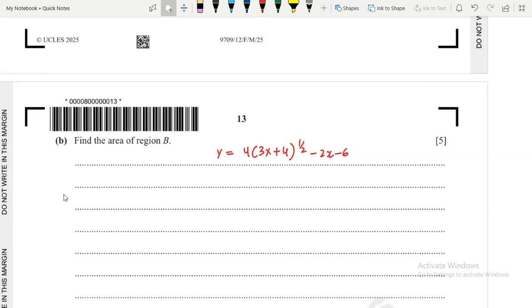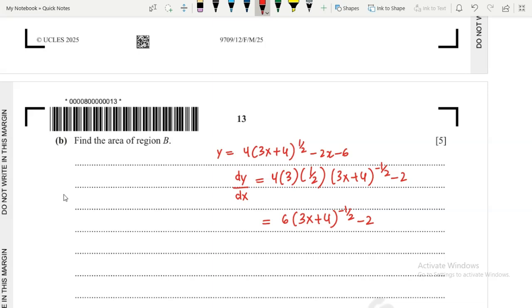Okay, so it is minus 6. Now let's find the first derivative. This is going to become 4 into the differentiation of the bracket, 4 into 3 into half, and (3x + 4)^(-1/2), then minus 2, and then 0. So it is going to become 4 into 3 is 12, 12 into half is 6, 6 into (3x + 4) power minus half and minus 2.